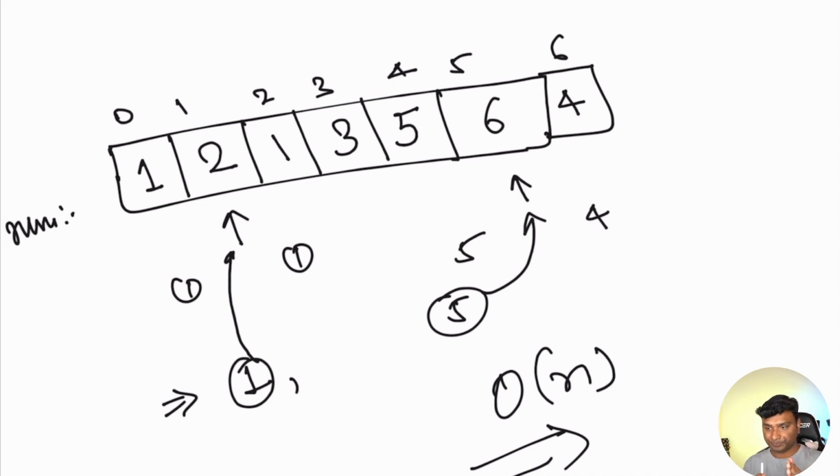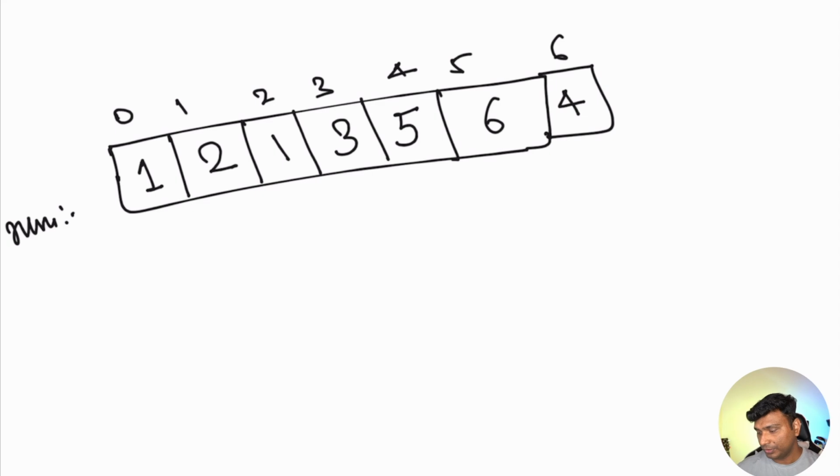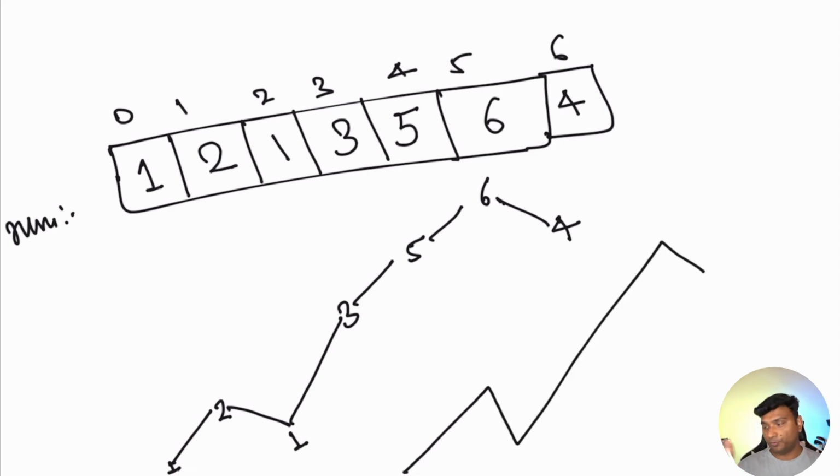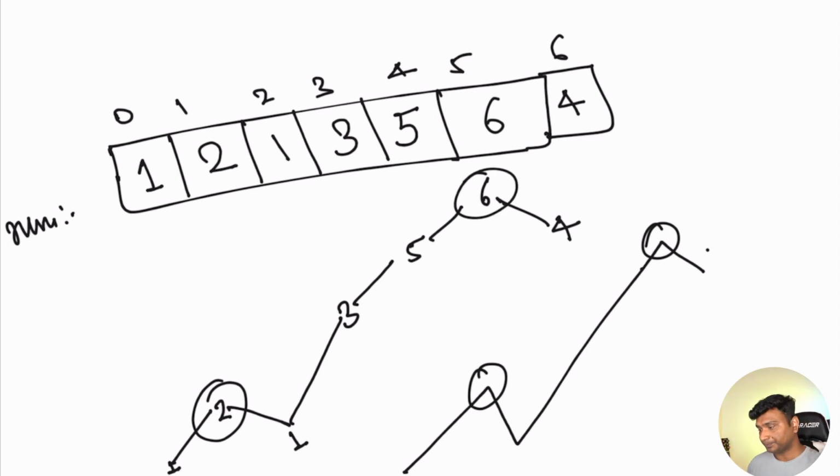Because we can see, if I represent this array in a chart format, something like this: I have 1, then 2 is greater than 1, then 1 again, then 3, then 5, 6 and 4. Basically, an array of integers can be represented in terms of mountains. Here you can see two possible answers. This one is greater than both of its neighbors and this one is greater than both of its neighbors. In this example, it is 2 and 6.